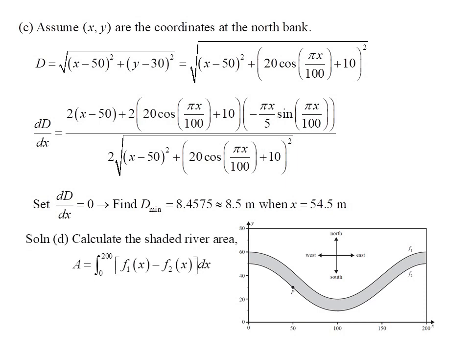Since part D is to calculate the shaded area of the river, as shown in the diagram, the area A equals the integral from 0 to 200 of f1 of x minus f2 of x with respect to x, which equals the integral from 0 to 200 of 10 with respect to x, which equals 2000 meters squared.